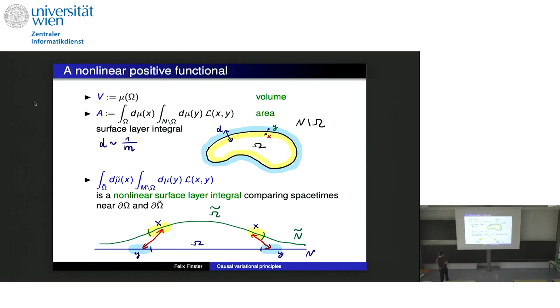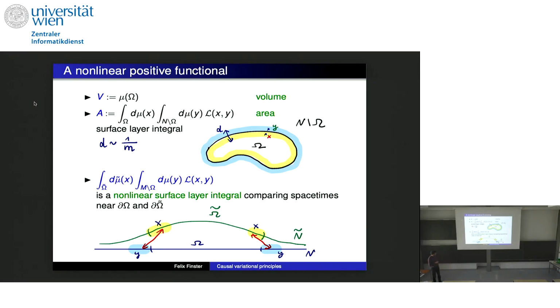Maybe just as a remark, these surface layer integrals come up very often in this whole context, also in the time-dependent setting. For example, this thickened Cauchy surface, which we talked about this morning, can be realized using this concept of a surface layer integral. So a Cauchy surface here corresponds then to a Cauchy surface layer. Okay, so now we have volume and area.